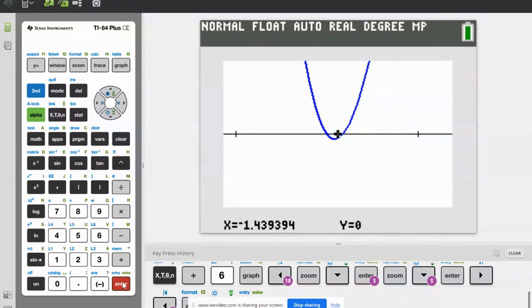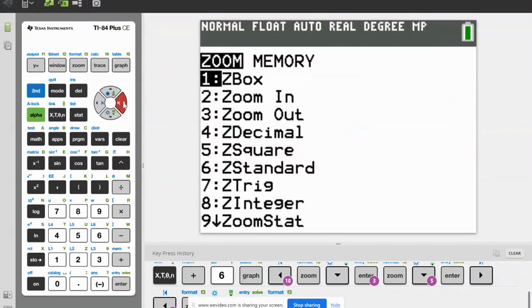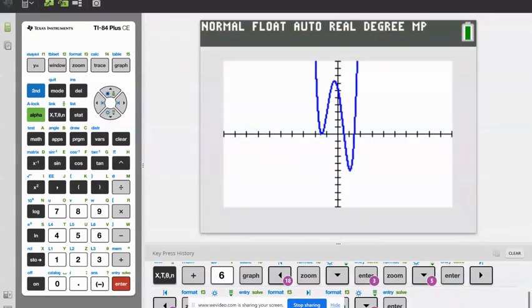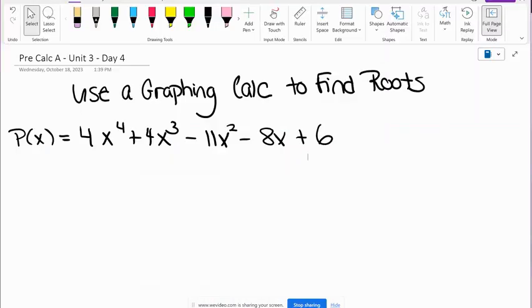So now what do I want to do? Let's go back to our notes. I'm going to go back to Zoom Standard. There's our graph, and let's go into our notes and write some stuff down.